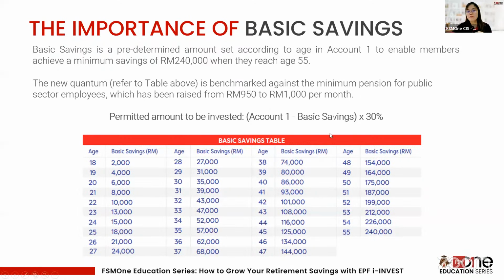However, there is a cap where you can only invest up to 30% of the basic saving in account 1. The permitted amount to be invested can be counted by a standard formula whereby account 1 is minus the basic saving and then times 30%. As you can see from the basic quantum table here, a member who is aged 30, for example, should have at least 35,000 saving, but this is just a guideline.